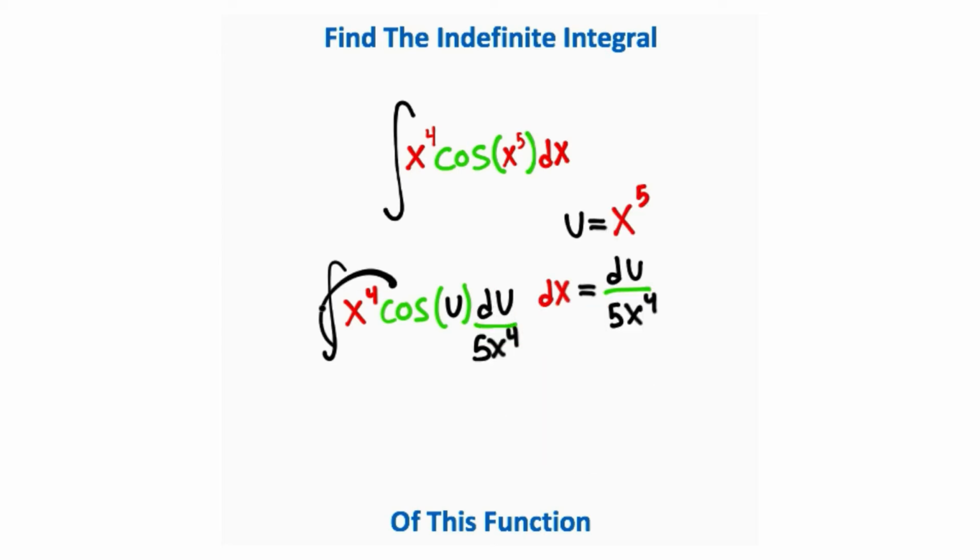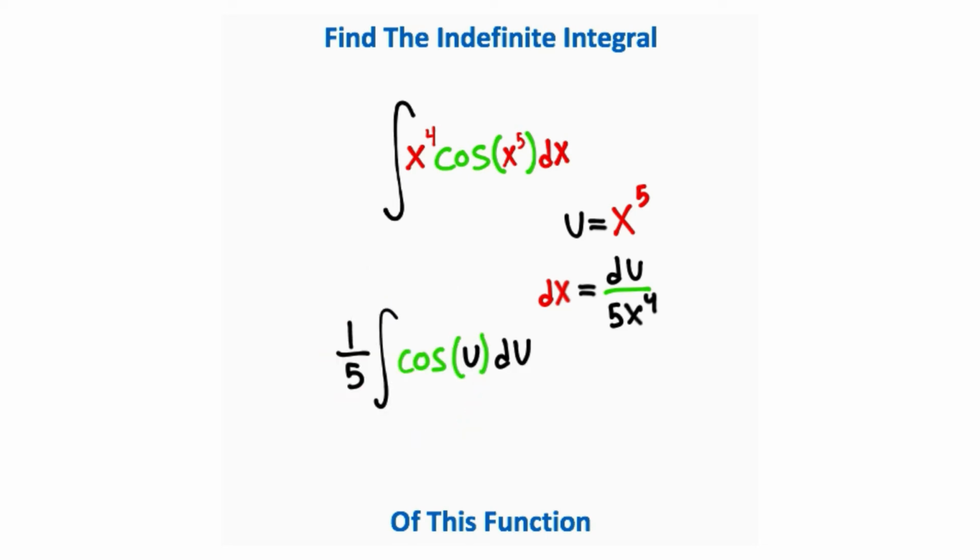But notice something. This x to the fourth is in the numerator, this x to the fourth is in the denominator. They're going to cancel each other, giving me this simpler expression. I can take this 5 in the denominator and bring it outside of the integral since it's a constant number. And notice here I just have the antiderivative of cosine with respect to u. And the antiderivative of cosine is sine.